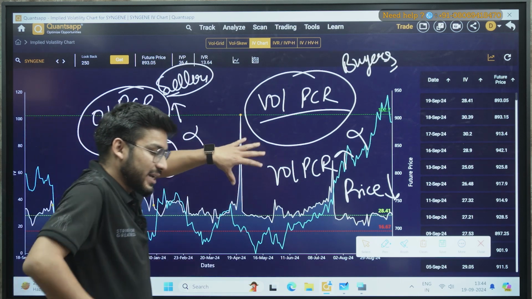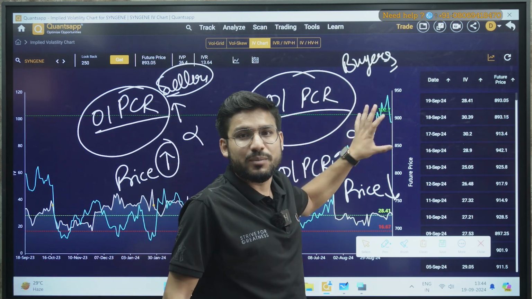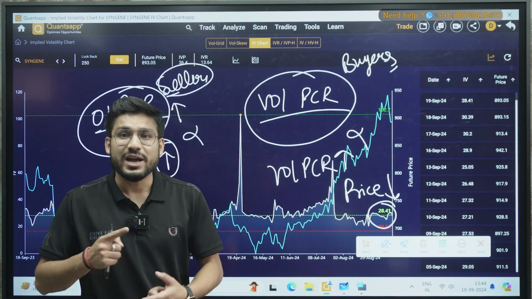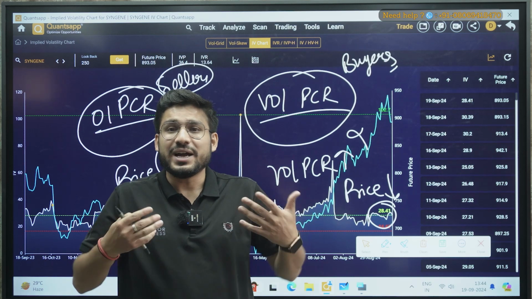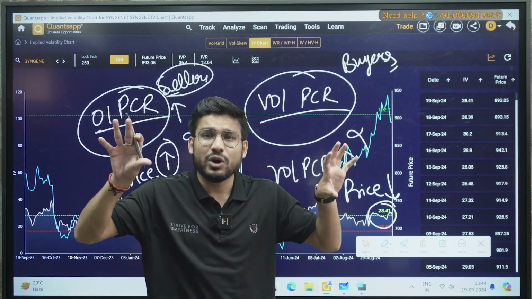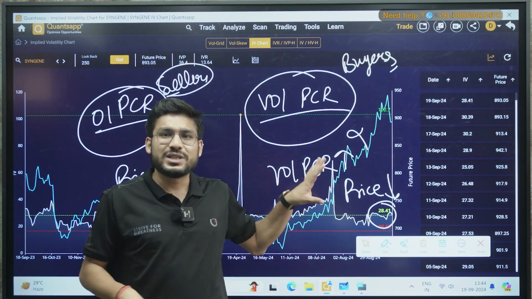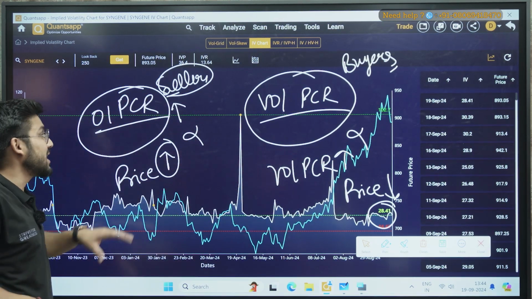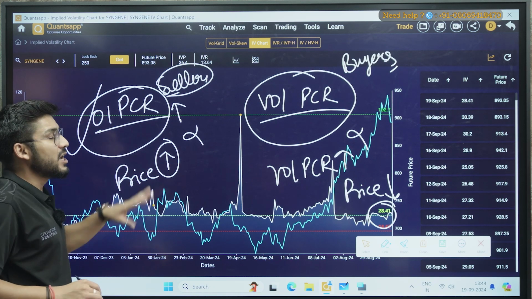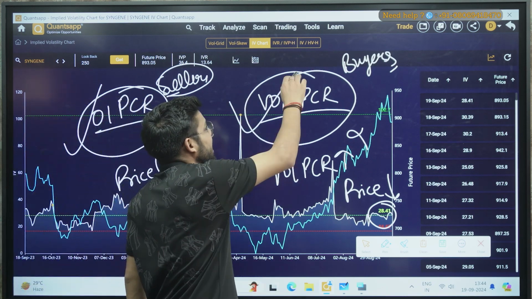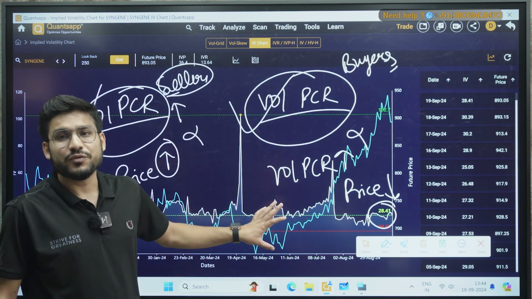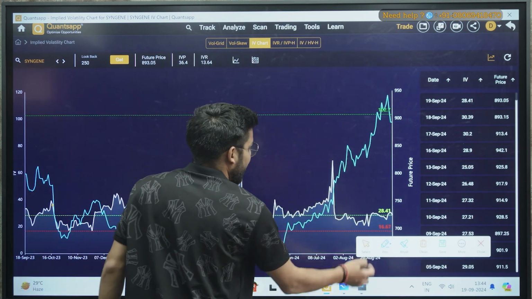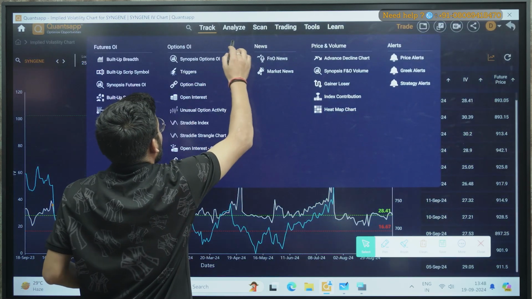Now how can I use it to find the direction of the market? If I get to know that this is the time my IV is low and right now I have to buy, then whether I have to buy a put or a call, in which direction the market will be, I will get to know by the PCR. So I'll analyze this volume PCR. You can also analyze OI PCR along with it for further confirmation, right? So let's go for the PCR. You just have to go to the analyze section.